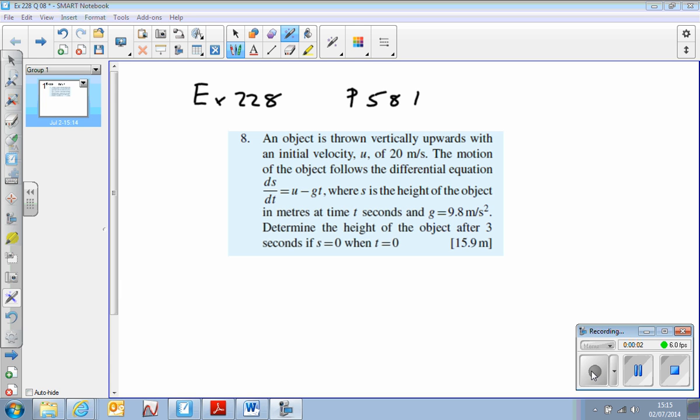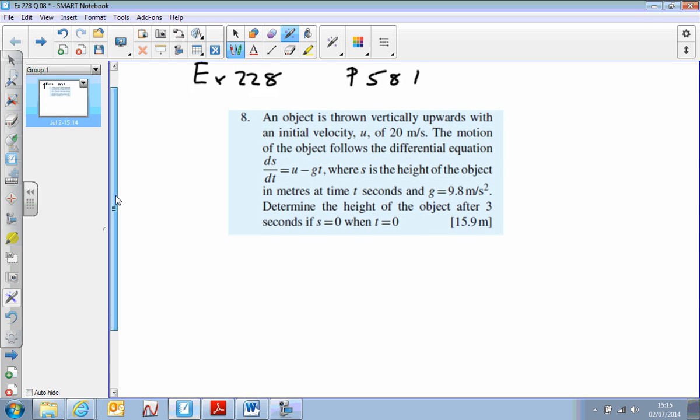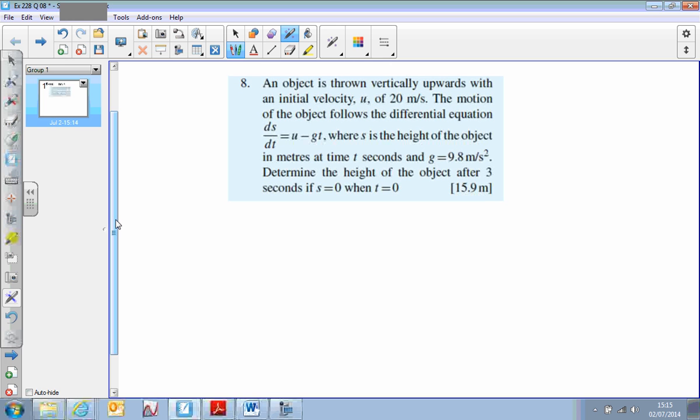Ex228, page 581, question 8. Let's have a look at this one. I'm not going to run through this one in detail. I'm going to leave you to do it, but we'll talk about it for a while and help you with it. So we've got an object which is being thrown vertically upwards.